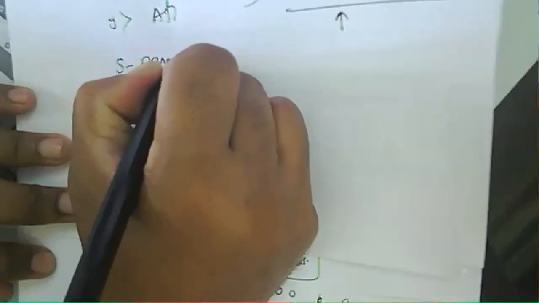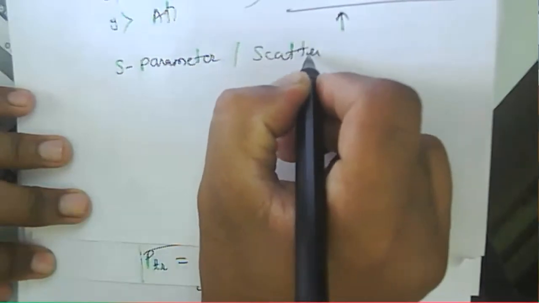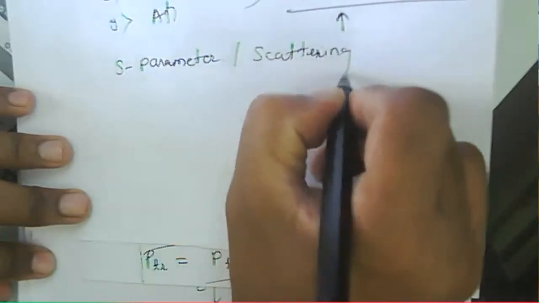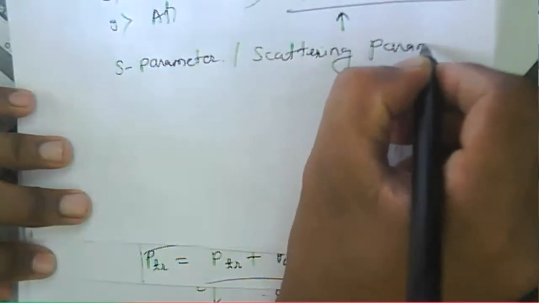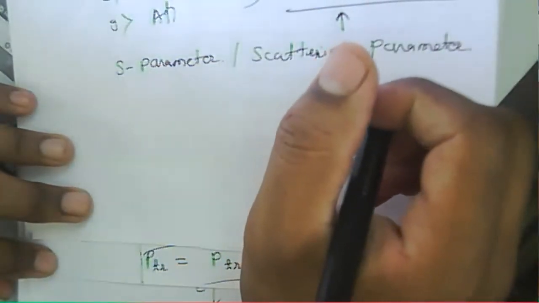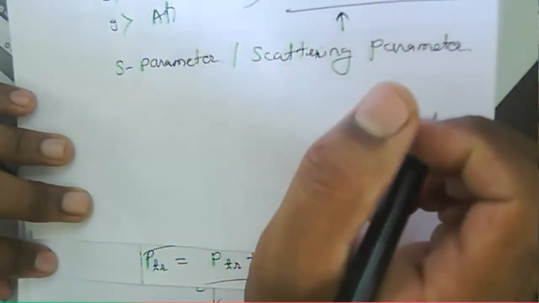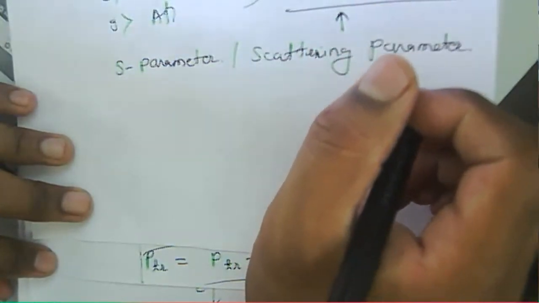So to understand the incident wave and the reflected wave, we need to learn about the S parameter, or we can say the scattering matrix, or the scattering parameter. That scattering parameter provides you the input conditions and output conditions at a given particular port.